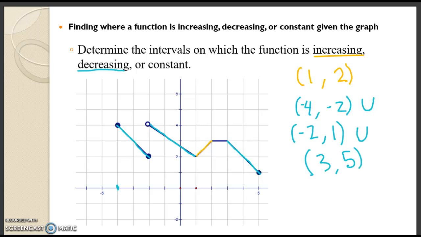Again, never include those endpoints. And then where are we constant? That's a horizontal line. We're constant from our x value of 2 until 3. This is not the point (2, 3), right? It's not a point. We're talking about a span of x values. And we're constant between 2 and 3. So that is how you do increasing, decreasing, or constant with determining intervals.